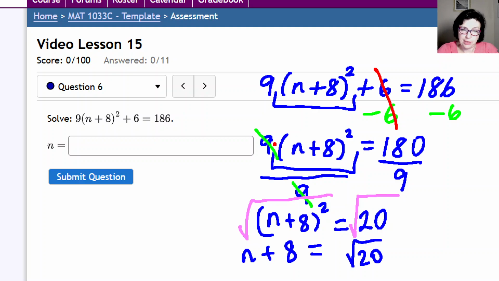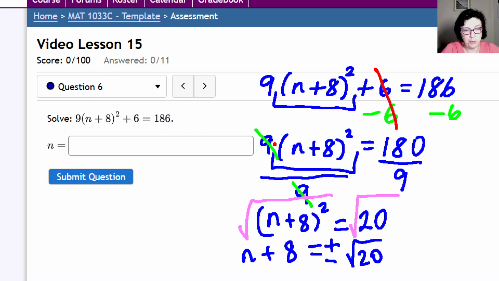Okay, now the last step would be subtracting 8 from both sides, but you do have to remember something. Every time you're using the square root property, you don't just get one answer, you actually get two. Positive square root and negative square root. And I need to remember that this is really plus or minus the square root.